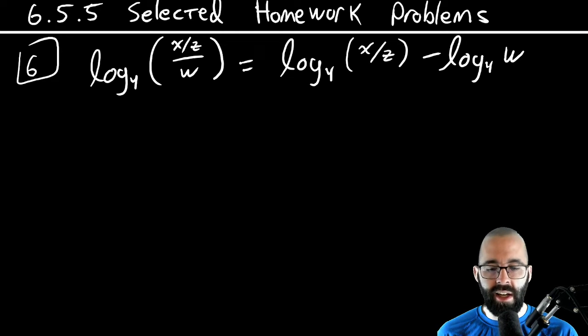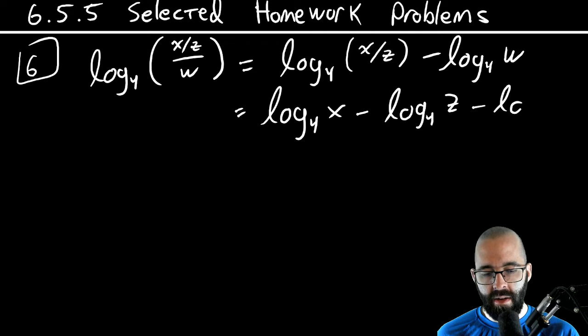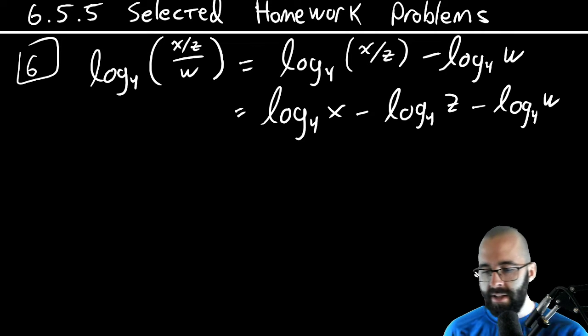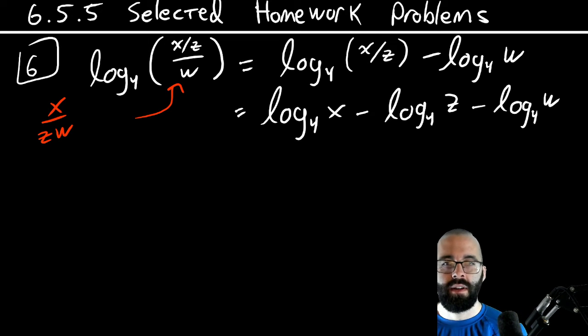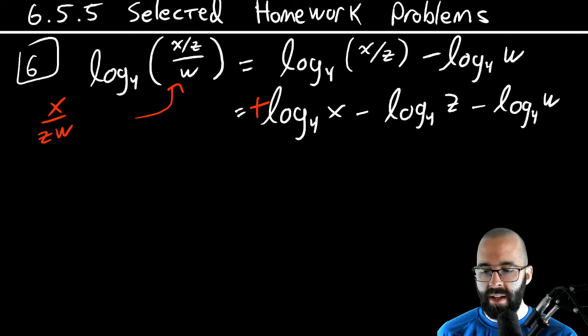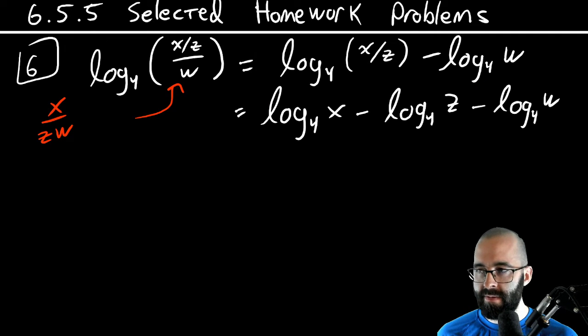And then we can use the quotient rule again. Log of the numerator minus the log of the denominator. There we go, fully expanded. If you combined this initially, you'd have gotten x over zw. And then again, everything that's in the numerator gets a plus, everything in the denominator gets a minus. And you can use the product and quotient rule that way as well. All right.